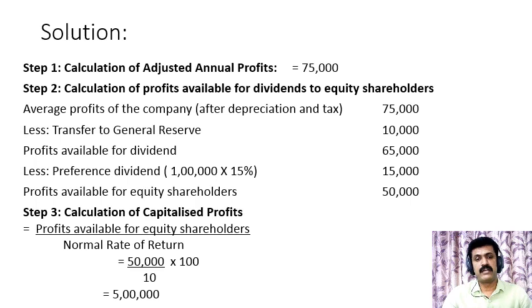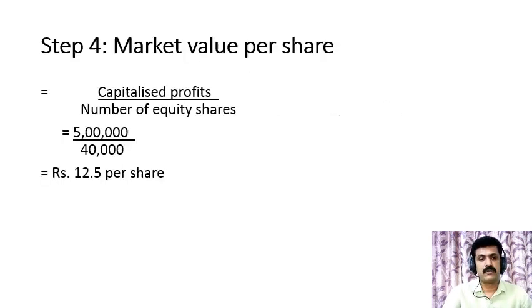Then in step 3, we have to calculate the capitalized profits by using the equation profits available for equity shareholders divided by normal rate of return multiplied by 100. So here profits available for equity shareholders is rupees 50,000 divided by normal rate of return is 10% multiplied by 100. That comes to 5 lakhs. Then in the last step, we have to calculate the market value per share by using the equation capitalized profits divided by number of equity shares. Capitalized profits are 5 lakhs and number of equity shares 40,000. So the value of share will be 12 rupee 50 paise per share.